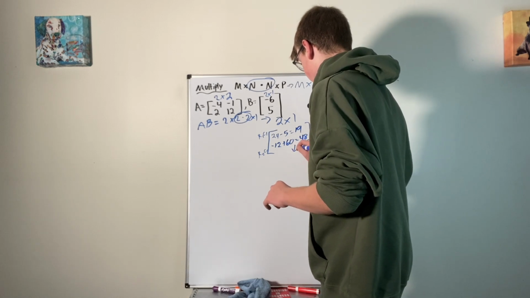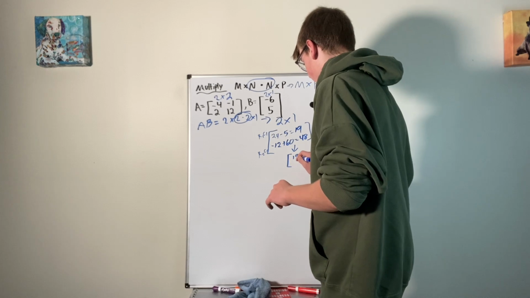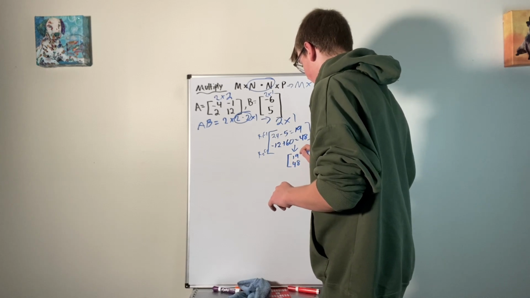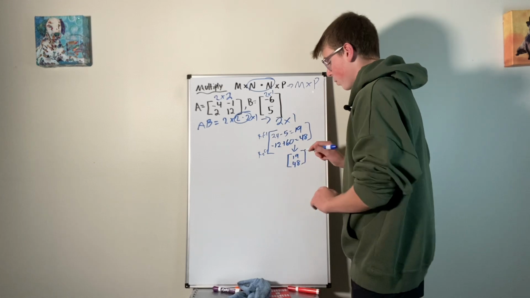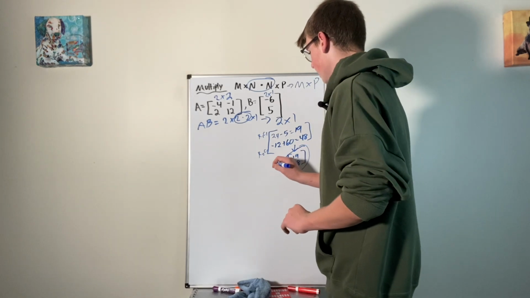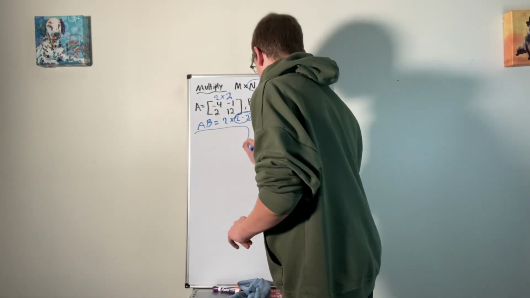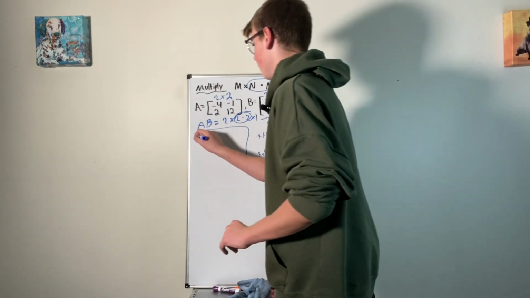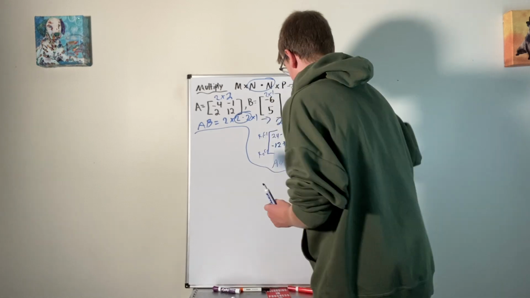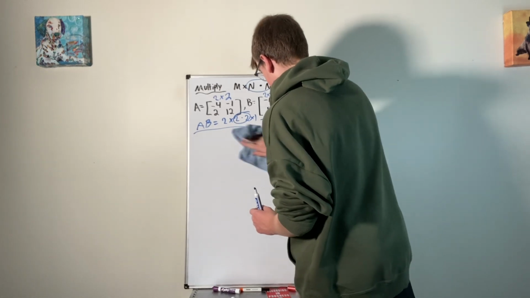So if we want to show that again, it's just 9 and then 48. And that is a resulting 2 by 1 matrix. So that is AB equals. Okay, now let's try to block that off. Or I could just erase it, like I probably should.